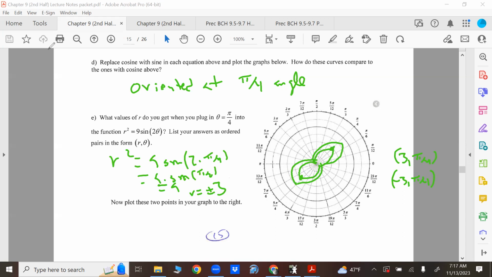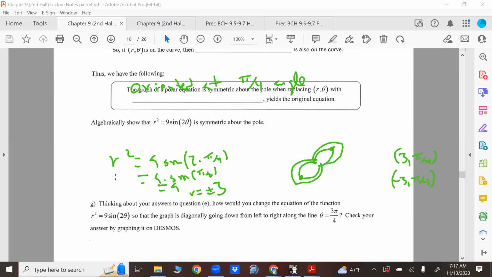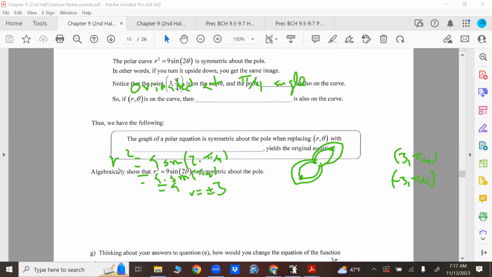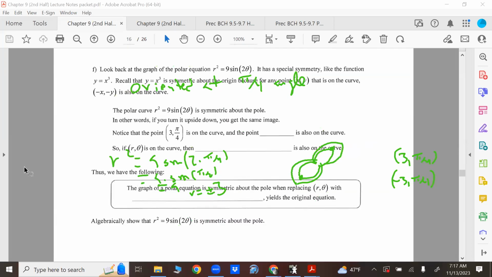And I don't think I'm going to finish up all these notes today because this is going to make this video way too long. And I'll talk about rose curves with you guys when I'm back on campus on Wednesday. Let's take a look at F.